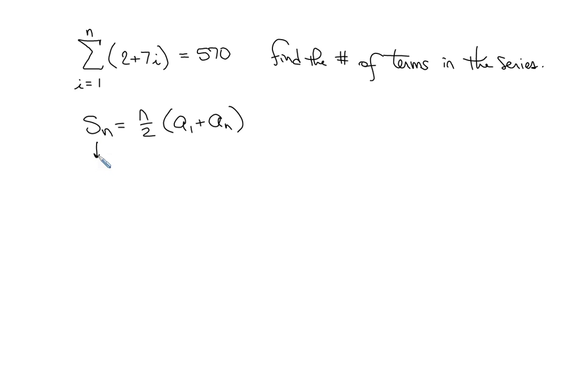We do, however, know what the sum is. What is the sum going to add up to? 570. They gave that to us this time instead of asking us to find it. Equals n over 2 times a1. How do I find a1? Plug the first term in, right? So if I plug a 1 in, a1 is equal to 2 plus 7 times 1, which is 9. Plus a sub n. The problem is I can't solve this right now because we have how many variables? 2. We have n and we have a sub n. We don't know either one of them, do we?